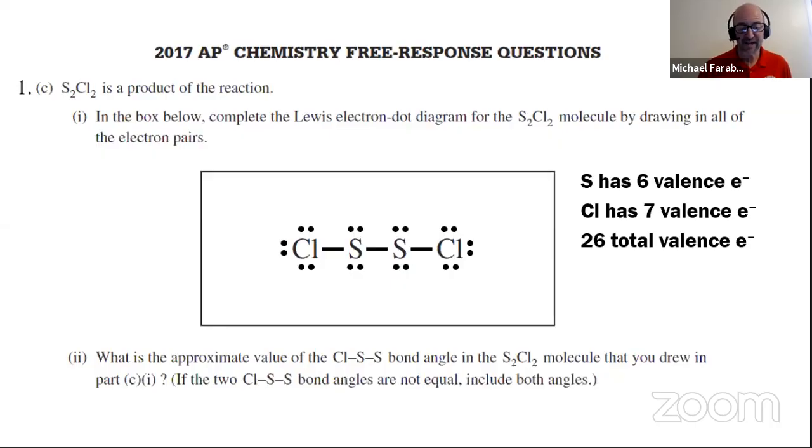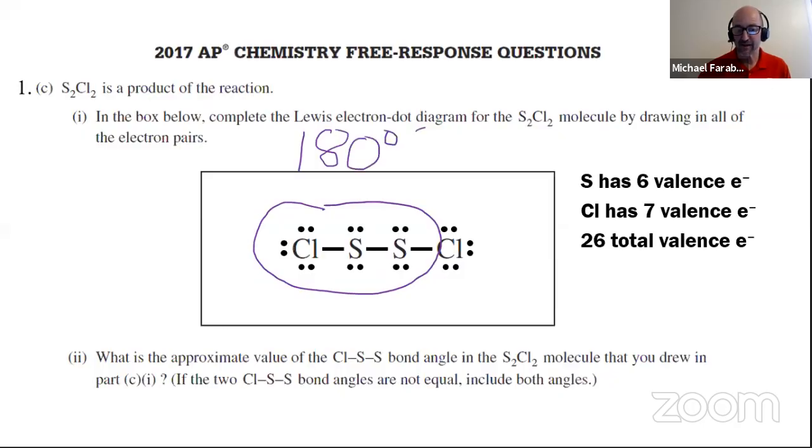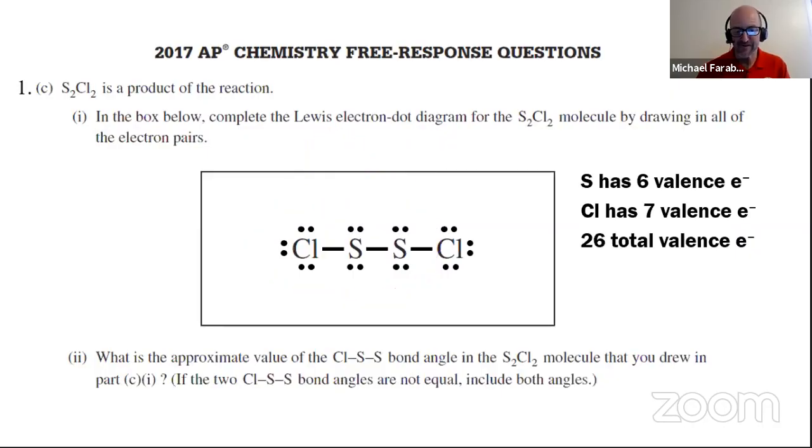The next part of the question asks, what is the approximate value of the chlorine-sulfur-sulfur bond angle? Now, just because a molecule is drawn in a straight line does not necessarily mean that's the actual shape of the molecule. So some students, when they answered this question on the AP exam, thought that the bond angle should be 180 degrees. Why? Because that's the way the molecule was drawn on the paper.